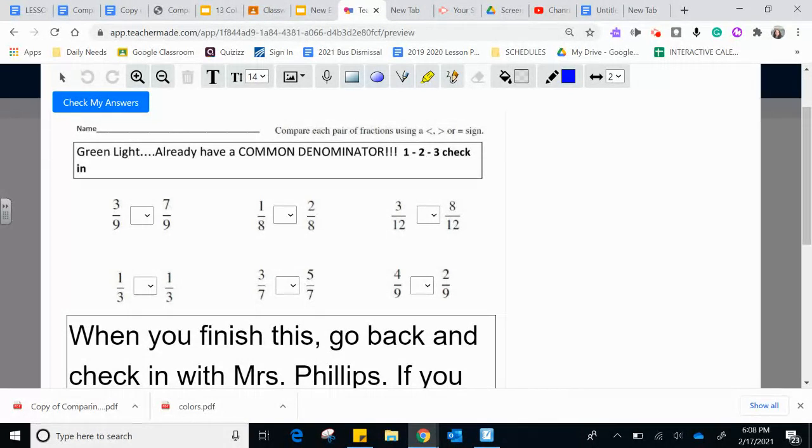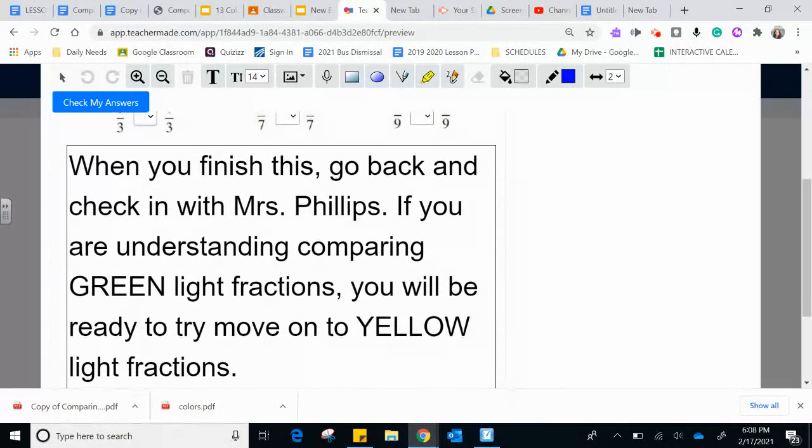It says do a 1, 2, 3 check-in. Don't do a 1, 2, 3 check-in. That's silly. What you're going to do is look at the green light fractions. You're going to click and decide which symbol goes in the blank. The directions are very clear.